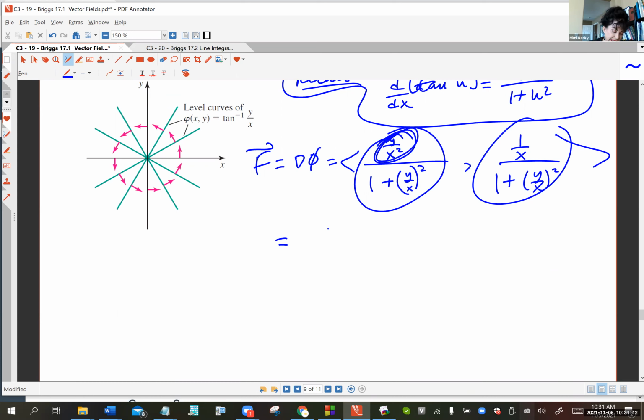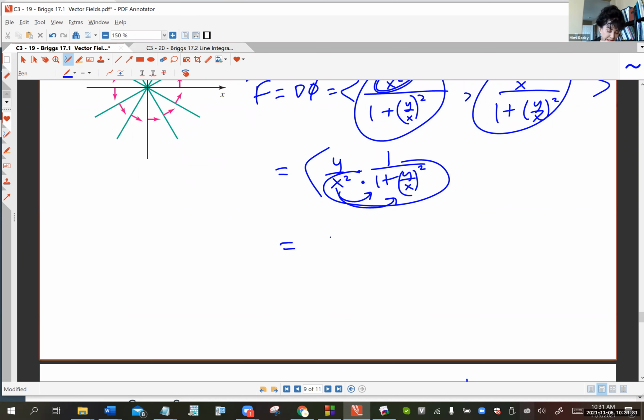Well, this thing, if you think of the y over x squared as multiplying with this, it's a little bit easier because then you can multiply these two denominators. So you can distribute the x squared and then reduce. So when you do that, you get a nice denominator there.